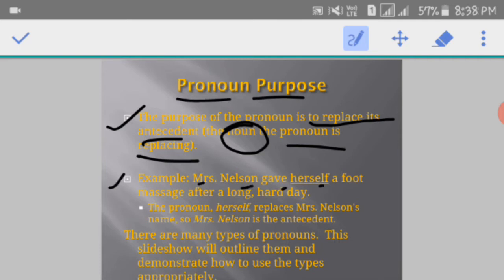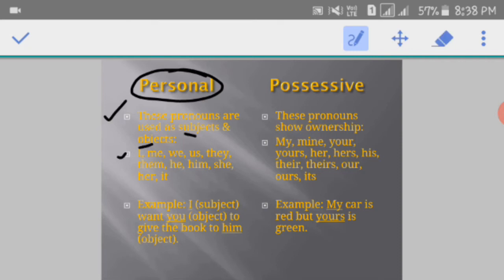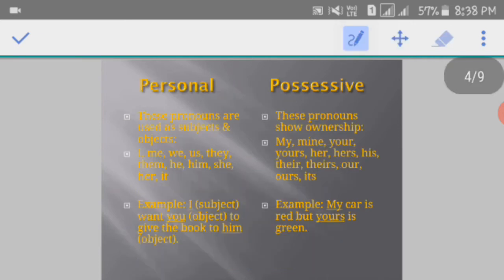Example: Mrs. Nelson gave herself a foot massage after a long hard day. Here the pronoun is herself, which replaces the noun Mrs. Nelson. So Mrs. Nelson is the antecedent. So you don't get confused, antecedent means the word which is replaced by a pronoun. There are many types of pronoun, and here we are going to read about the types of pronoun.